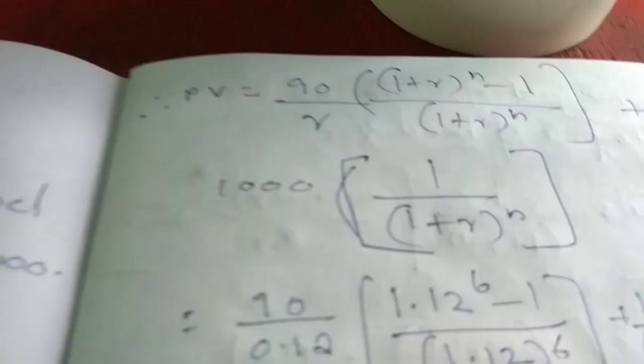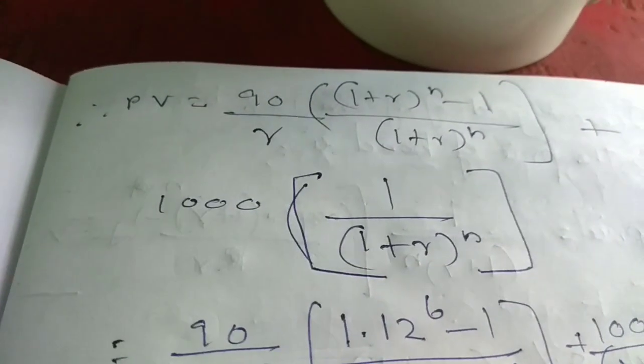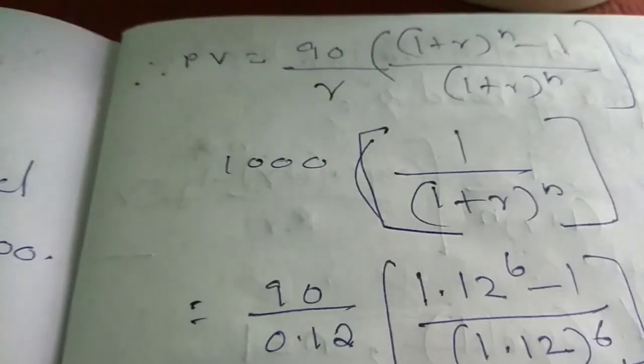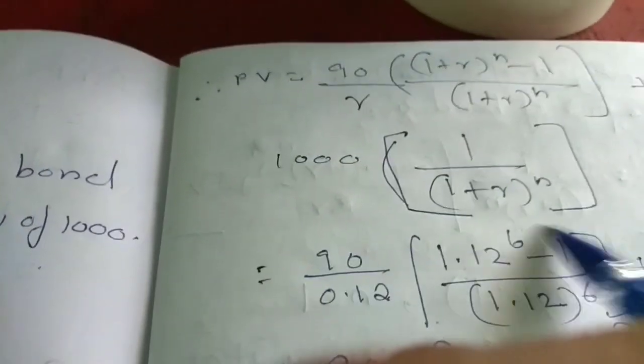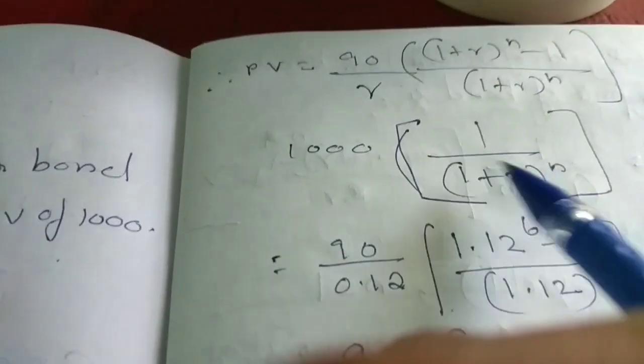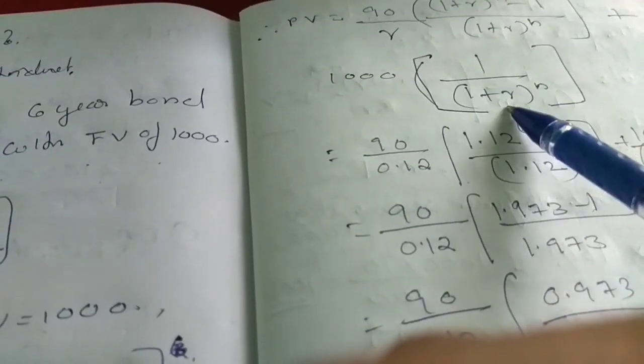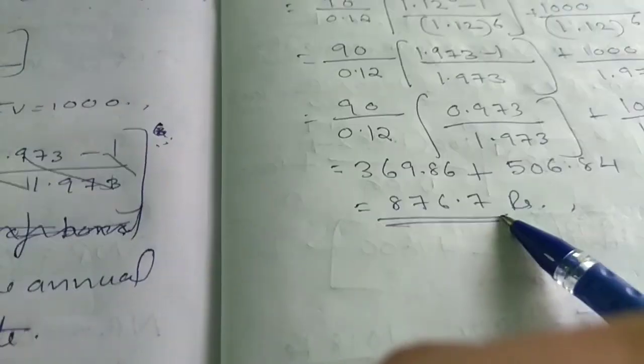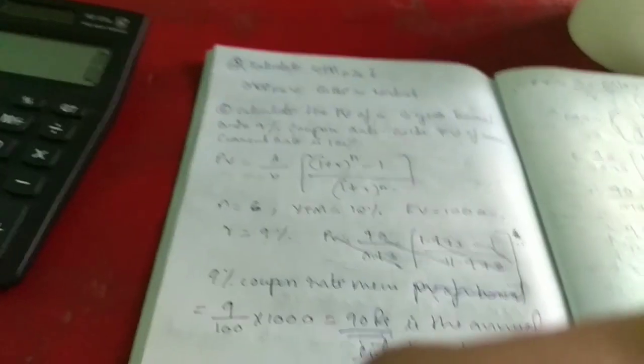So present value is 90 by r into (1 plus r) raised to n minus 1 by (1 plus r) raised to n, plus 1000 into, we have to discount 1000 by multiplying it with 1 by (1 plus r) raised to n. I already said in the lecture that 1 by (1 plus r) raised to n is the discount rate, as 1000 is the future value. So to find the present value, we have to discount it by multiplying with 1 by (1 plus r) raised to n. So given r equal to 0.12 and n equal to 6, we will get the final answer as 876.7 rupees. That's the present value of this bond. So we can move to the next question.